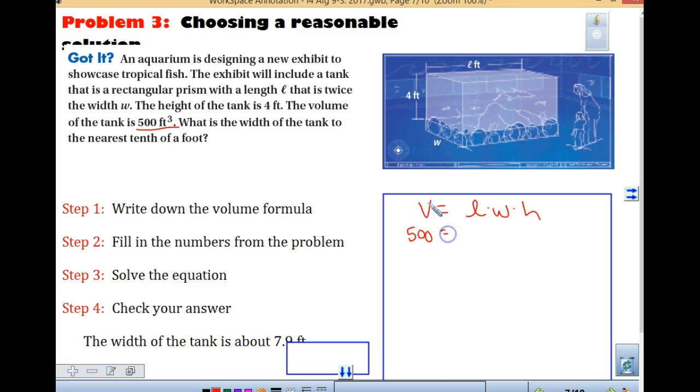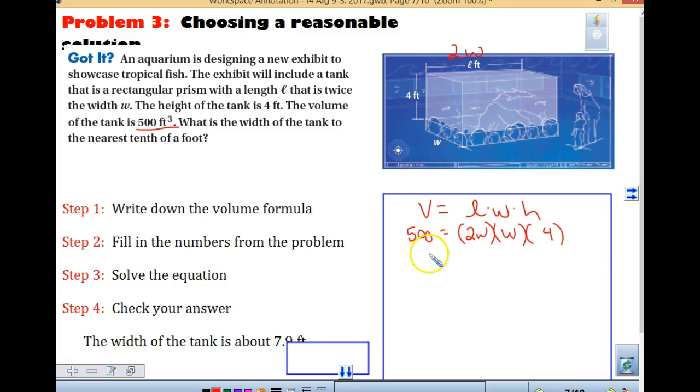What do we know about the length? The length is twice the width. So the width is W. What is our length going to be? This is going to be 2W, right? So our length is 2W. Our width is simply W, right? And our height happens to be how much if we are looking at that tank? 4. We're going to multiply all these together.